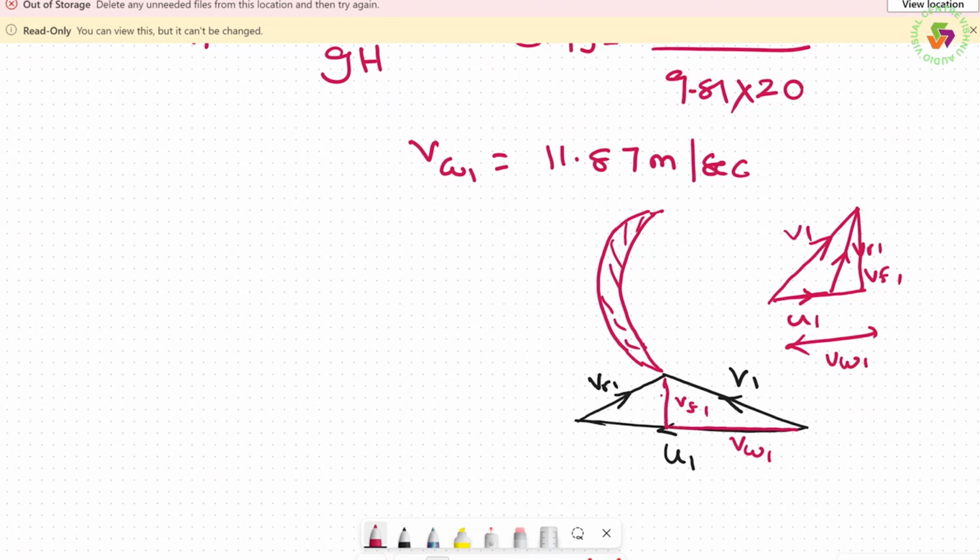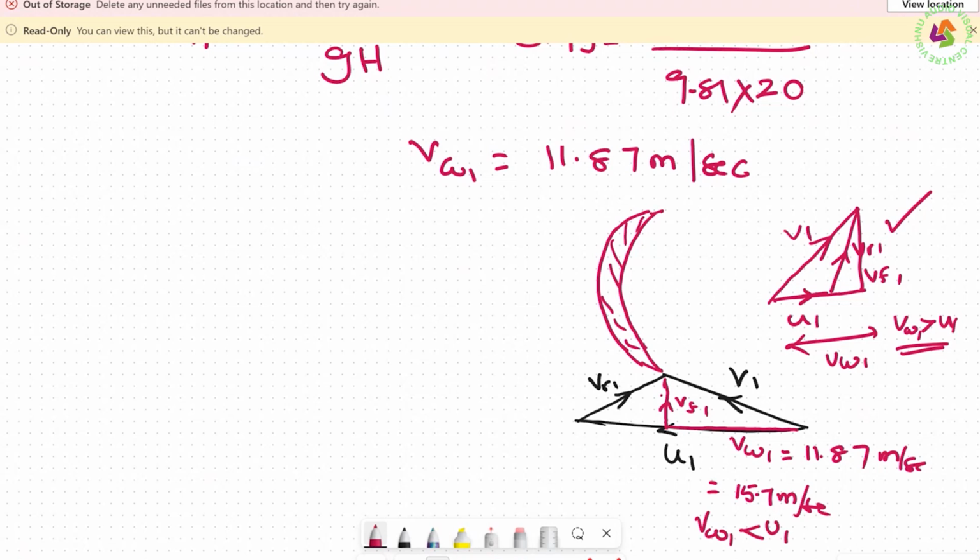But why have you gone like this? Now you see, VW1 is always greater than U1. But in this particular problem, I got the answer such that VW1 is equal to 11.87, whereas U1 is 15.7. So naturally, VW1 is less than U1. That's why this diagram has come. Otherwise, the diagram is only this. Because this VW1 is less than U1, I have drawn like this.